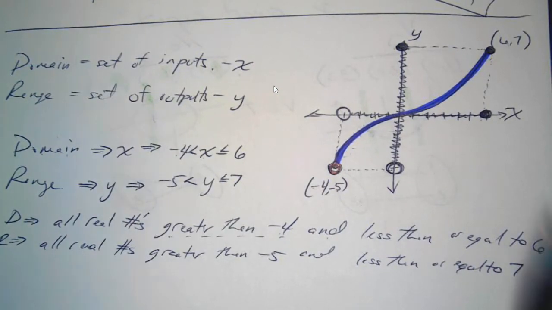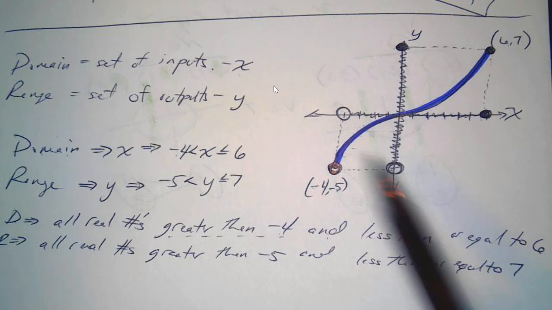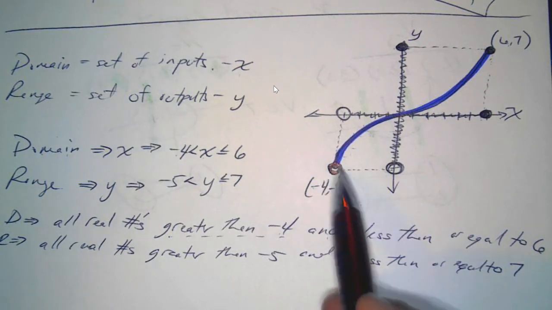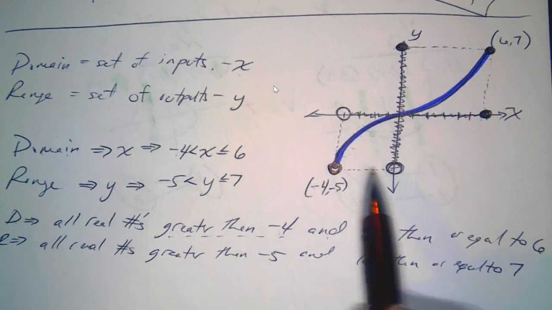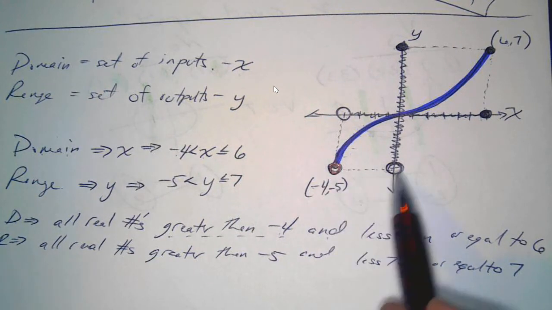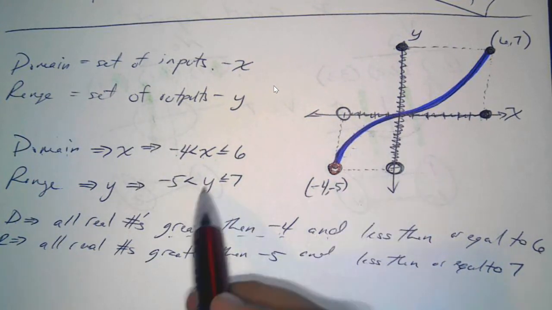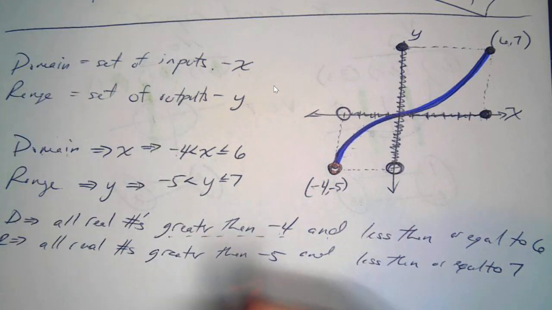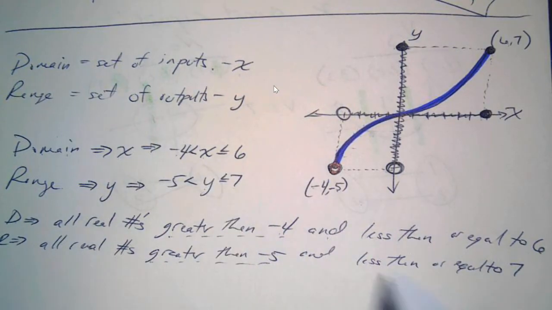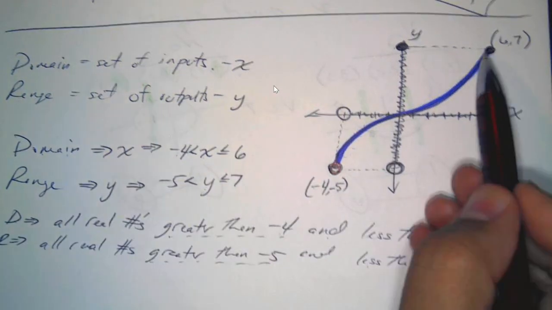Again, we're talking about the points that are used. What are the numbers? The range is the y's. What's the smallest y here? The smallest y is -5, and notice it's an open dot, so y has to be greater than -5. Y has to be less than or equal to 7, because this is the highest.